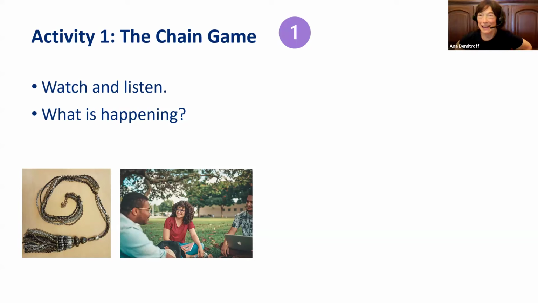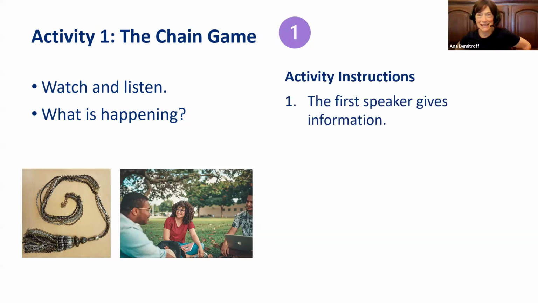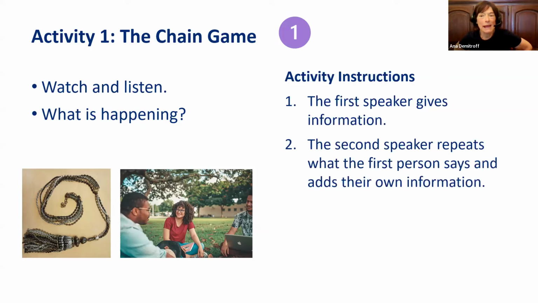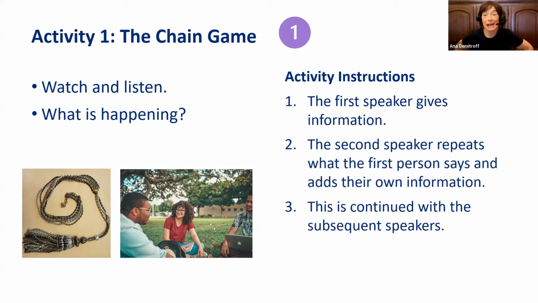So what's happening? What are the instructions for this game? First of all, the first speaker gives information, as Anne had done. Then the second speaker repeats what the first person says and adds their own information. After that, this is continued with the subsequent speakers so that the last speaker, if it's a big class, has to memorize a lot.